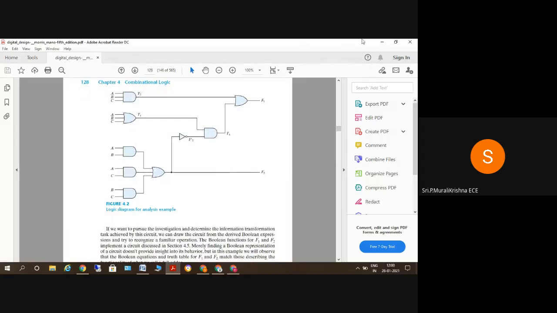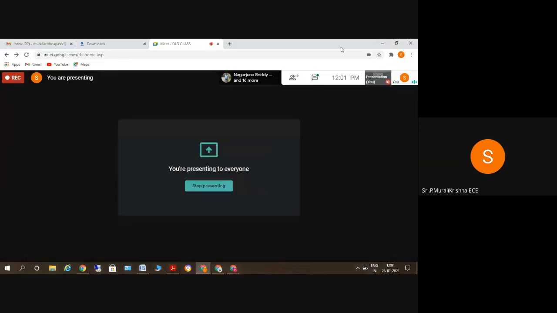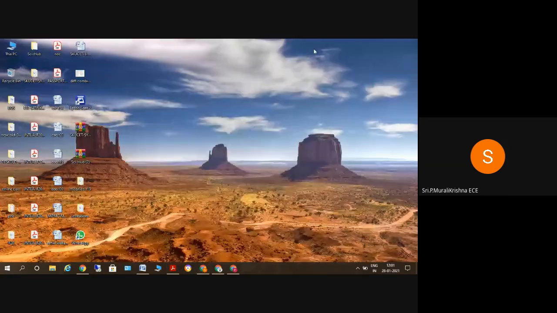First of all, we'll see the analysis part. In analysis, a circuit diagram will be given like this, and what we have to do here is draw the truth table. So that is the analysis part.